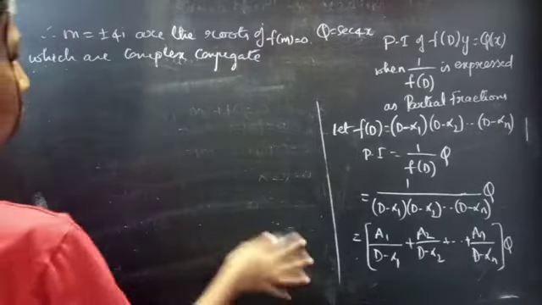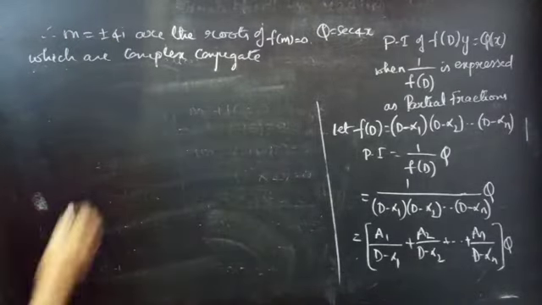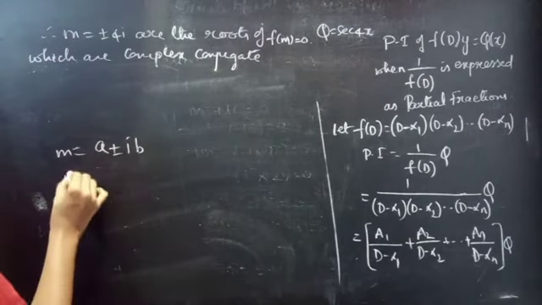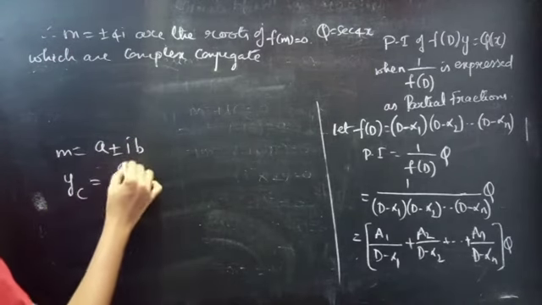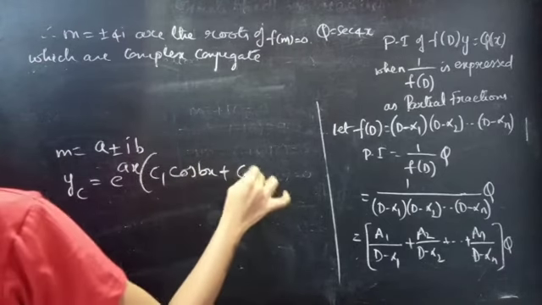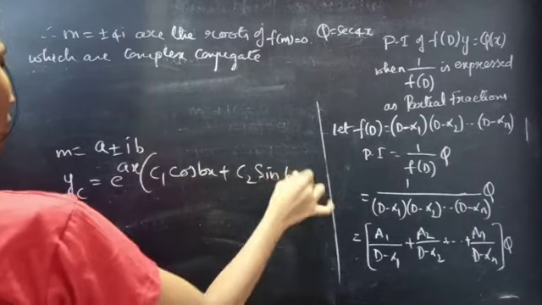And the roots are complex conjugate. If you have m equals a plus or minus ib, then you can write the complementary function as e power ax into c1 cos bx plus c2 sin bx.